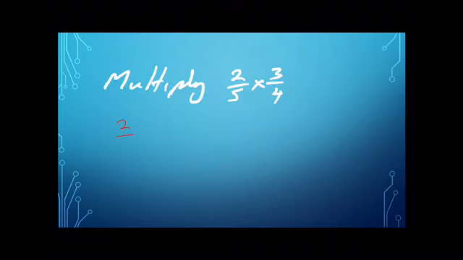Okay, I'm going to do this question twice because I want to show you two methods for this. Okay, same again. Let's do 2 times 3, which is 6, and let's do 5 times 4, which is 20. Now you will notice that they're both even numbers. 6 and 20 are both even. So we can simplify by dividing by 2. That gives us 3/10.